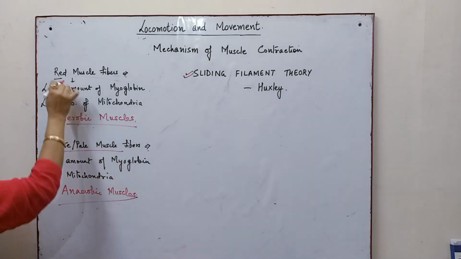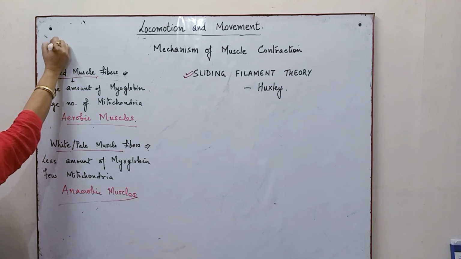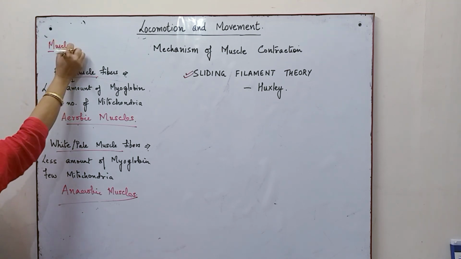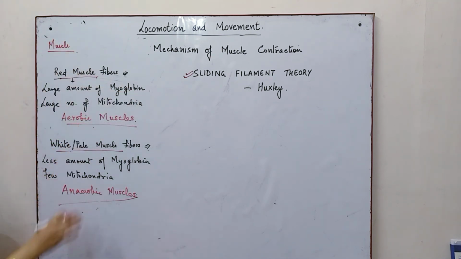These are the two basic types of muscles, depending upon whether the amount of myoglobin is more or less. So this sliding filament theory is a very well accepted theory and is considered suitable for explaining the mechanism of muscle contraction.